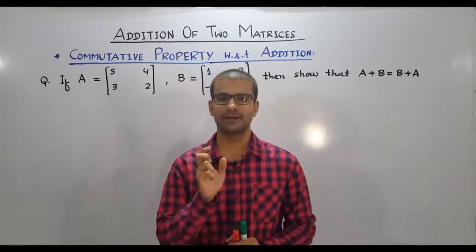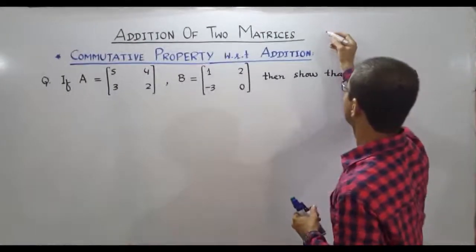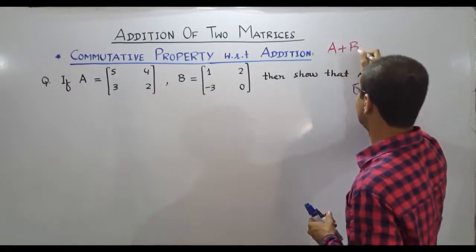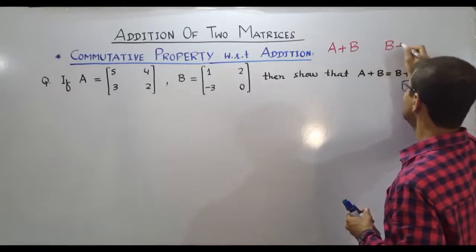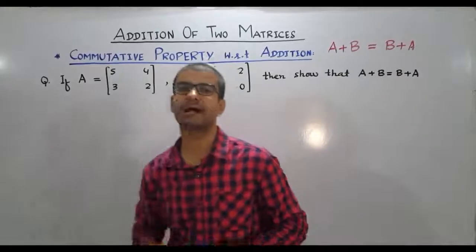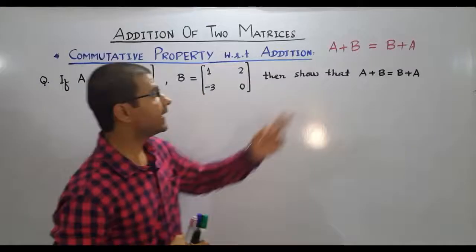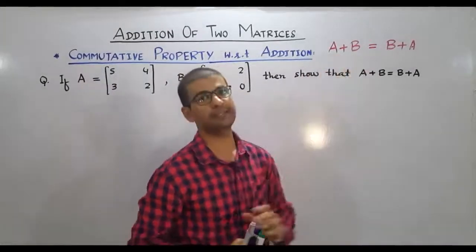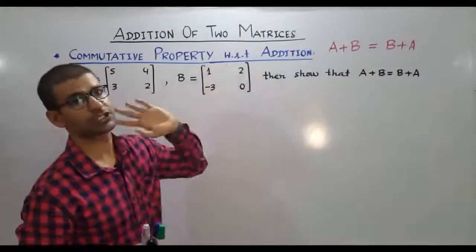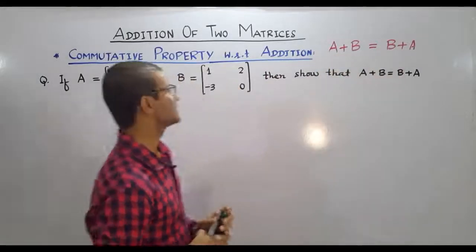Same property we can apply in matrices. If we have two matrices A and B, you can add A plus B or B plus A. Both are same, both are equal. Same like 2 plus 3, 5, 3 plus 2 is also 5. So you can add either A plus B or B plus A. This property is known as commutative property with respect to addition. What is this? A plus B is equals to B plus A.